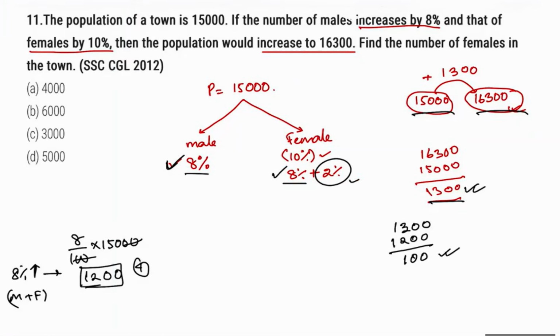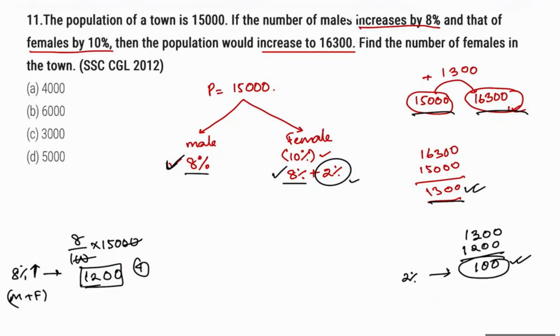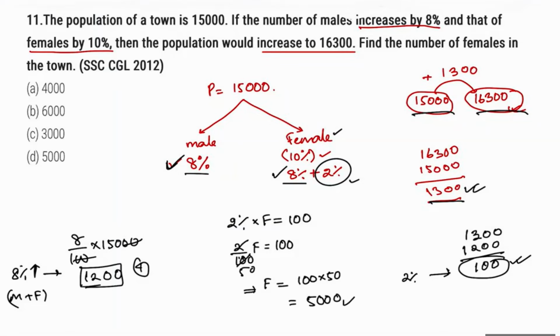10% minus 8%, that is 2%. 2% of female, find the female. 2% of female is how much? If female is 100, 2, 5, 10, 2 0 0. Into 50, 5,000.